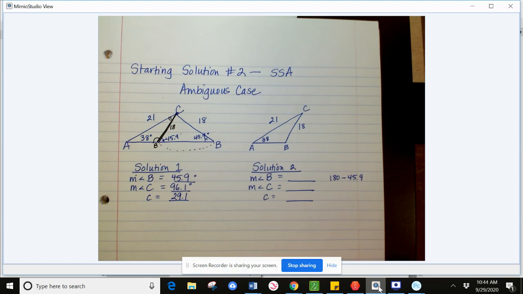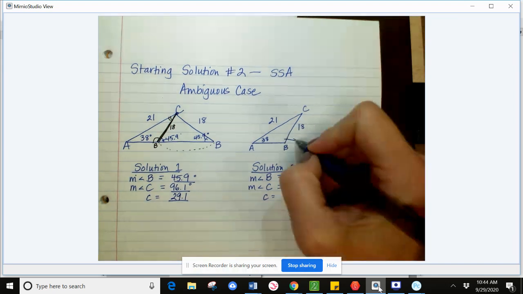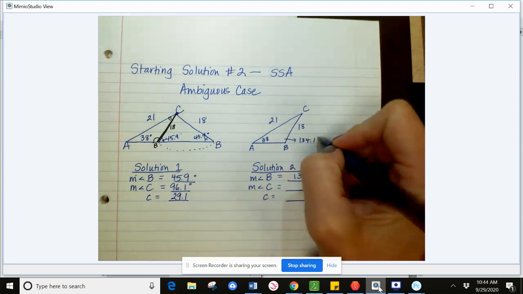I'm having a hard time with my calculator here. It is 134.1. Okay. Well, now this angle could be 134.1 degrees if we were looking at the smaller triangle.